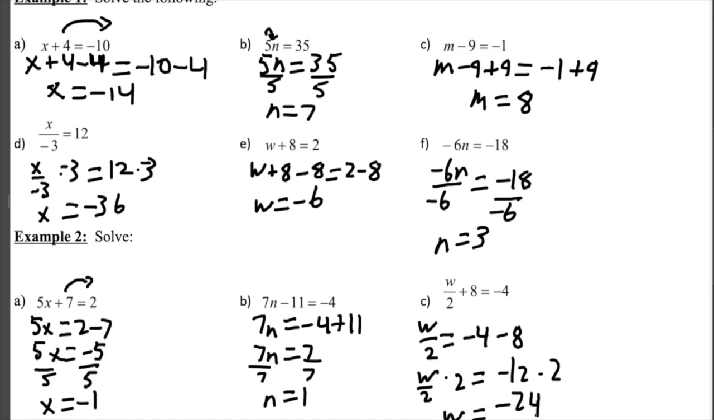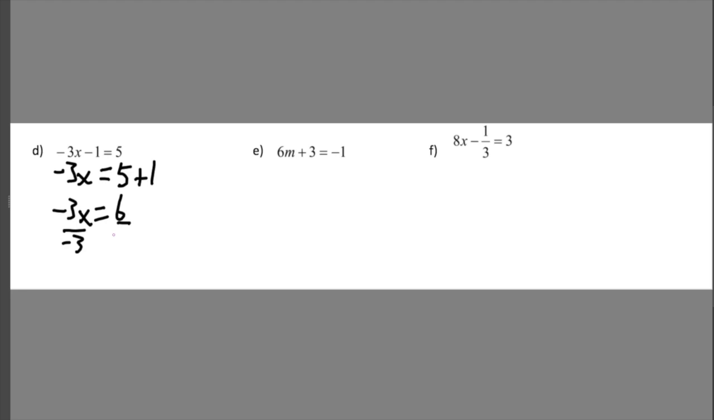So for the next examples, for D, we have minus 3x. Again, we're going to move the negative 1 to the other side, so this will be 5 plus 1. Minus 3x is going to be equal to 6. Then we're going to divide by negative 3, divide this side by negative 3 as well, and x is equal to negative 2.